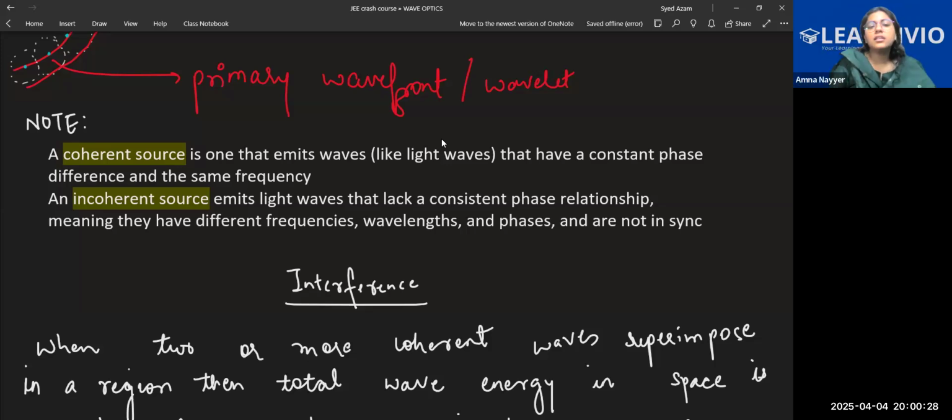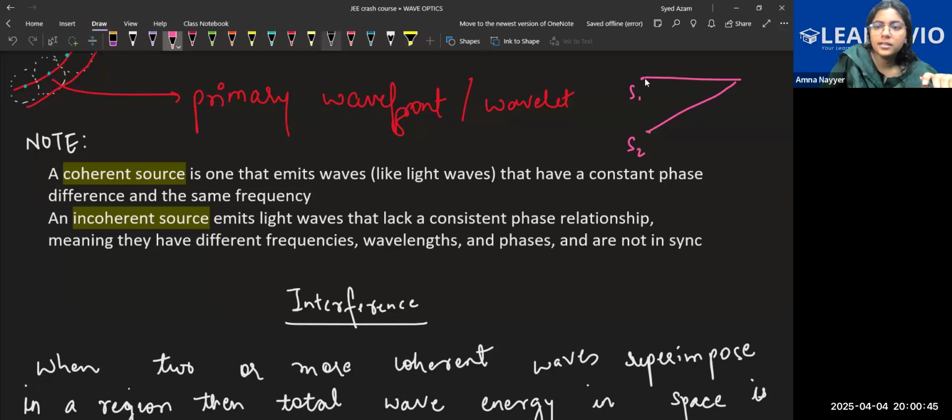So a coherent source or an incoherent source means, when there are two sources, let's say S1, S2. These two sources are such that the waves that are propagated by them, one by this, second by this, they both are traveling in the same phase with a constant phase difference, same wavelength, same frequency. We will then say these two sources are the coherent sources.